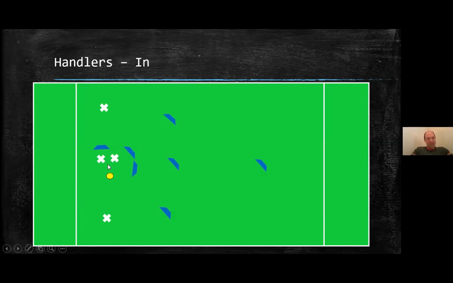The player catches it, lands, and takes a few steps. Maybe they'll get all the way through the cup, maybe they won't, but maybe they'll be able to throw it through the cup still from there.